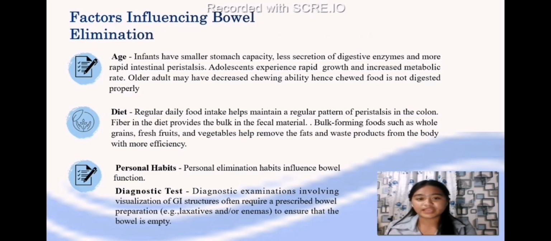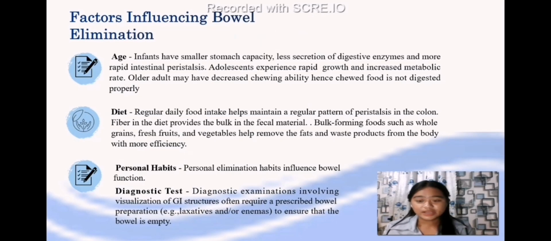Regular food intake helps maintain a regular pattern of peristalsis in the colon. Fiber in the diet provides bulk in the fecal material. Bulk-forming foods such as whole grains, fresh fruits, and vegetables help remove fat and waste products from the body with more efficiency. So, the food we take in can be a big influence on our bowel elimination.